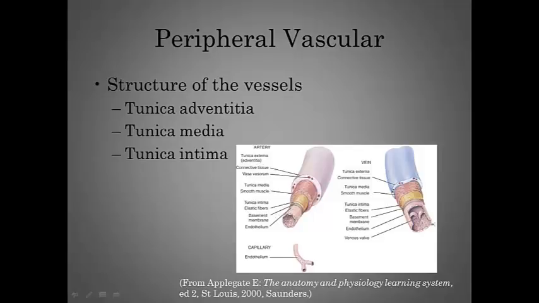The adventitia is the wall of the vessel. It's what you'll see when you make an incision and are looking directly at it. Directly beneath that is the media, which is the smooth muscle of the vessel. This layer is the one that is affected by our vasodilating and vasoconstricting medications. The intima layer is composed of endothelium, which is also the exact same type of tissue that composes the capillary structures.